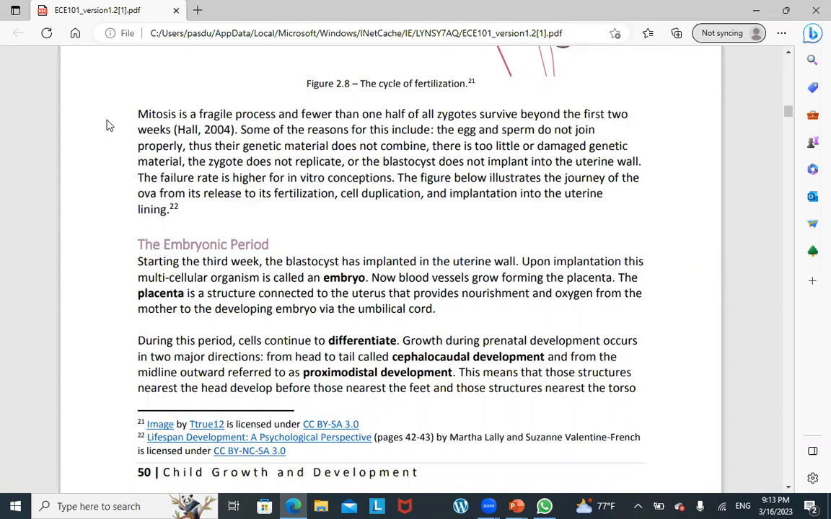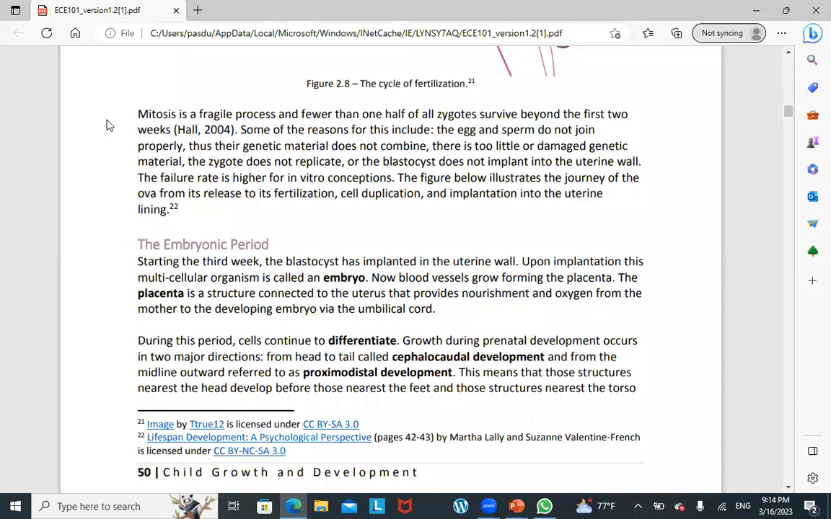Is it clear to you all up to this point? Now the blood vessels grow, forming the placenta. The placenta is a structure connected to the uterus that provides nourishment and oxygen from the mother to the developing embryo via the umbilical cord.